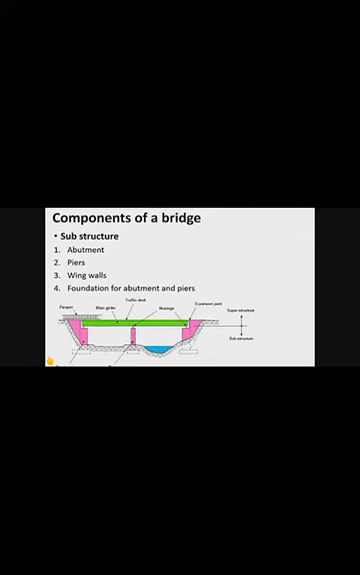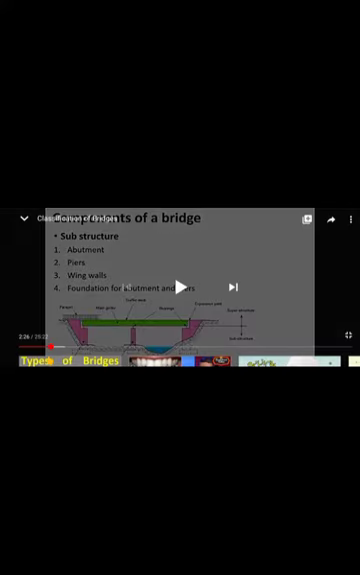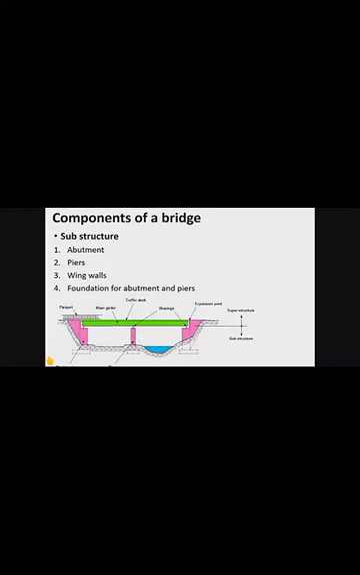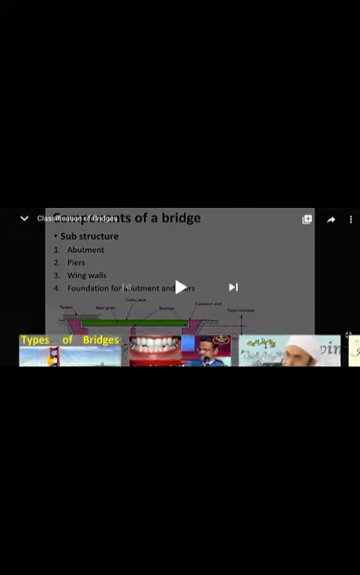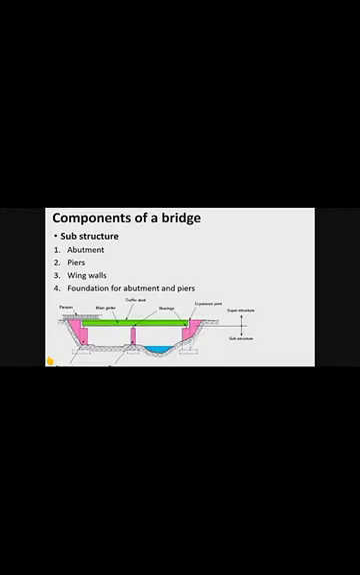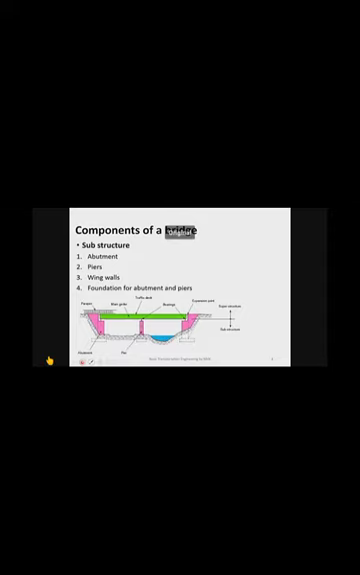You can see here they have classified it. Above the deck slab is superstructure, below the deck slab is substructure. The superstructure has the main girder, which is the longitudinal girder, and cross girders, and also bearings, expansion joints, parapet, and abutment piers.